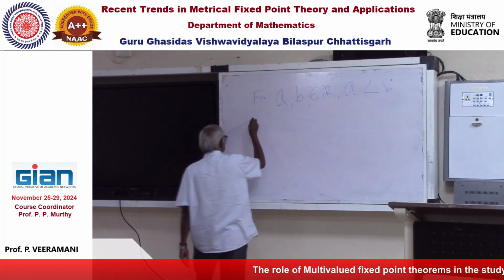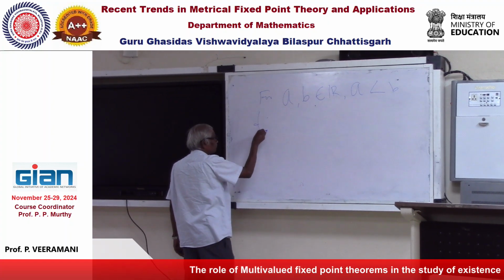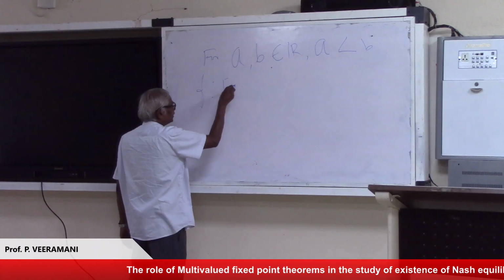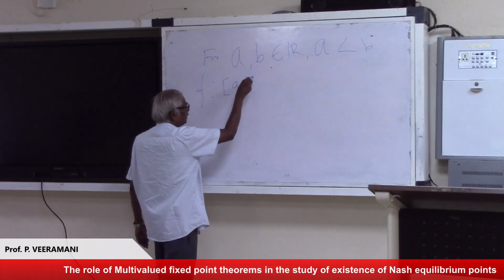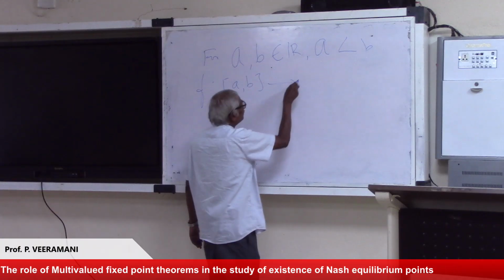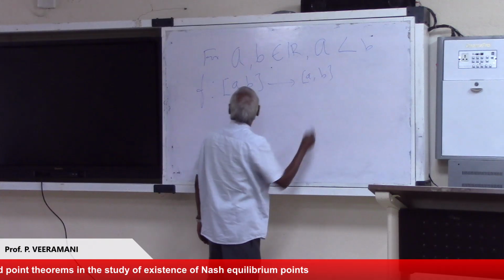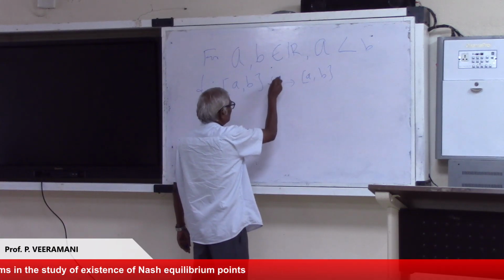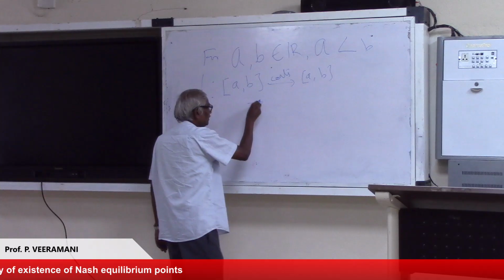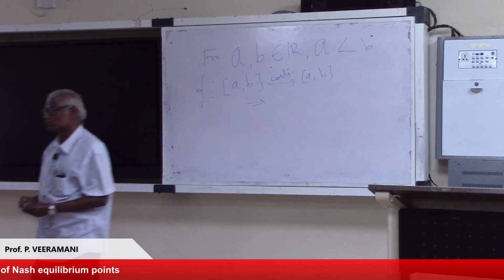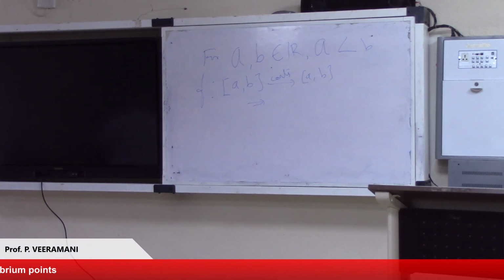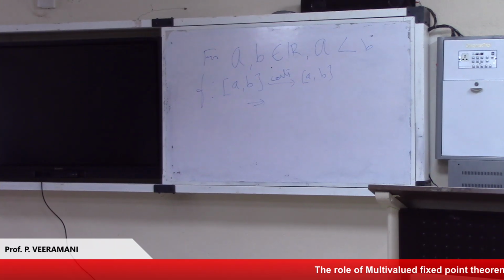We know that f from the closed interval [a, b] to the same set, a self map, continuous, implies, what is the conclusion? It has a fixed point. What is the property we are using? It is an interval, correct?